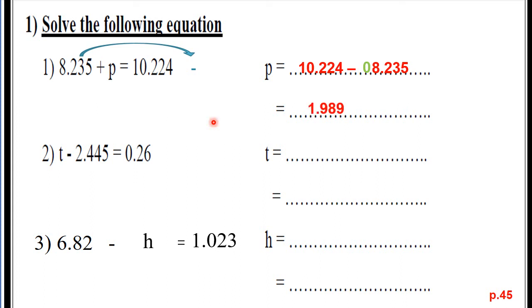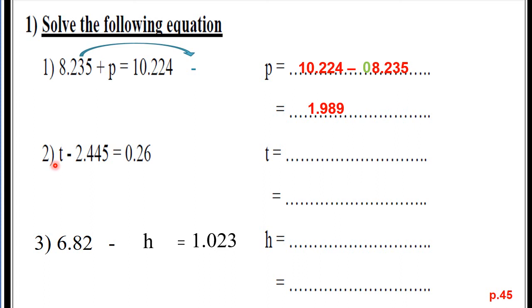1.989 thousandths. So to solve the equation, we have to make the variable inside and all the numbers on the other side using the inverse operation. Inverse operation, what does it mean? Plus will be minus and minus will be plus.